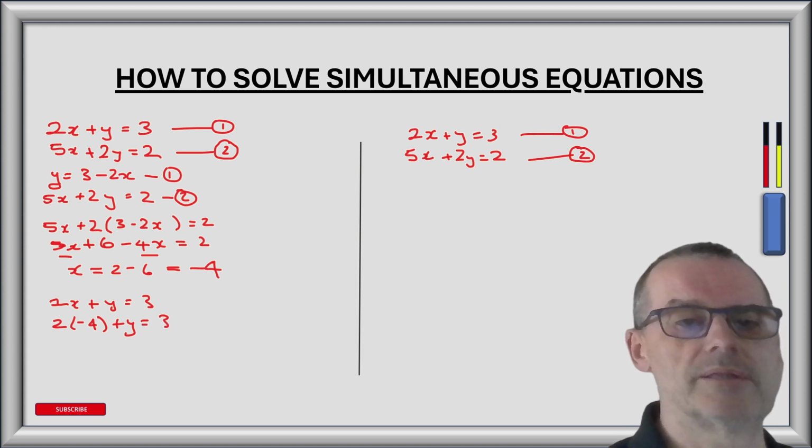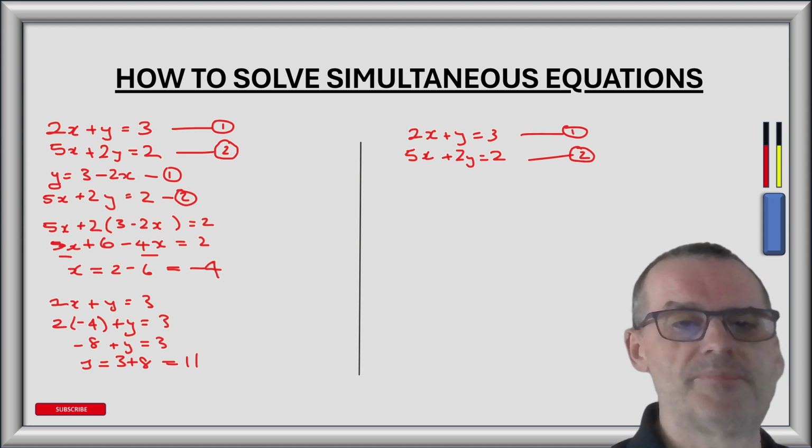If we multiply 2 by minus 4, we get minus 8 plus y equal to 3. And if we take negative 8 over to the right-hand side, it becomes positive 8. So we get y is equal to 3 plus 8. We add the 3 and the 8, we get 11. So y is equal to positive 11. So we've solved the equation, and we have x equals minus 4 and y is equal to 11.